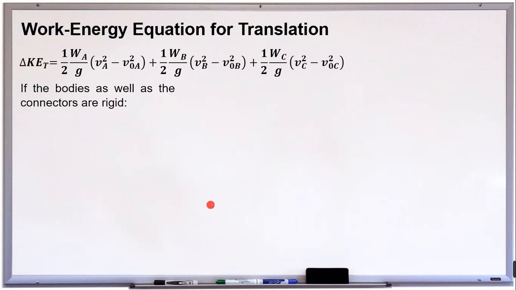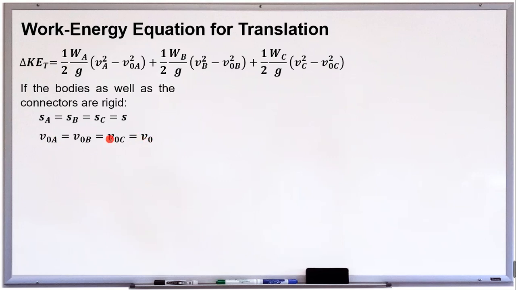Now, if the bodies as well as the connectors are rigid, we can say that their displacements are equal. And then we can also say that the initial velocity for blocks A, B, and C are also the same.